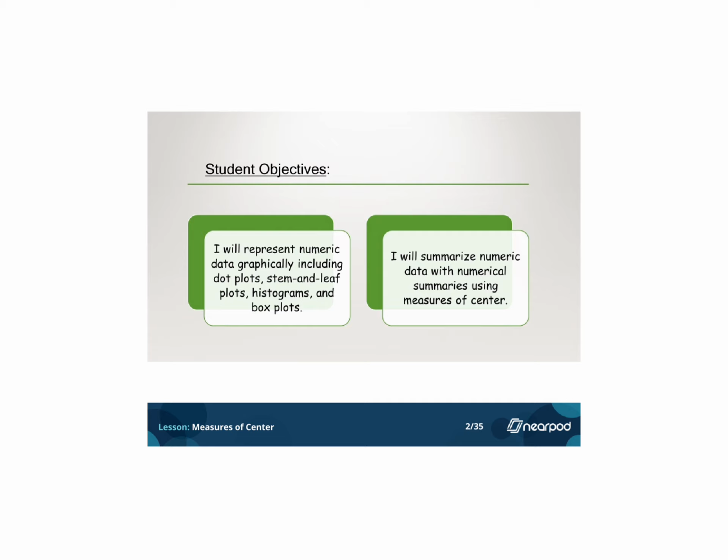So our objectives for today are: I will represent numeric data graphically, including dot plots, stem and leaf plots, histograms, and box plots. So we're first going to go over this part. And the second part is I will summarize, and then we're going to go into mean, median, and mode. Then you're going to summarize numeric data with numeric summaries using measures of center. So that's our second part. Mean, median, and mode, which are measures of center.